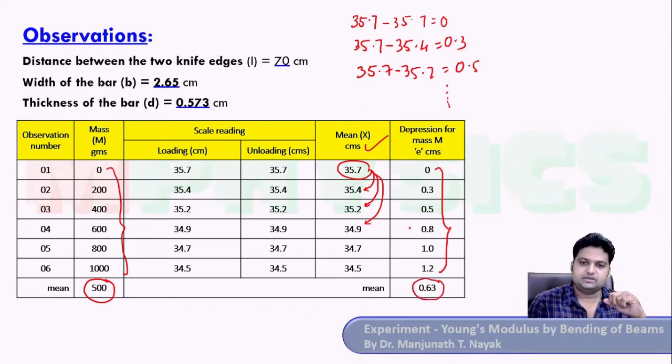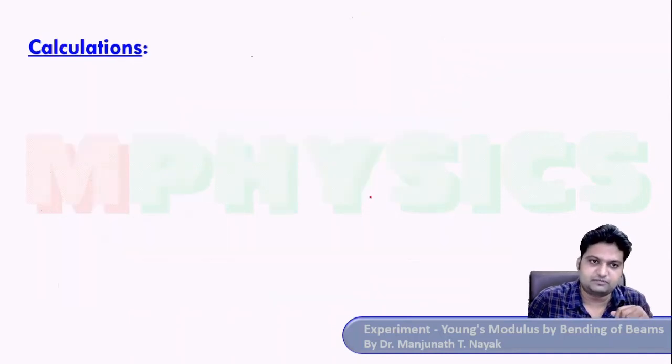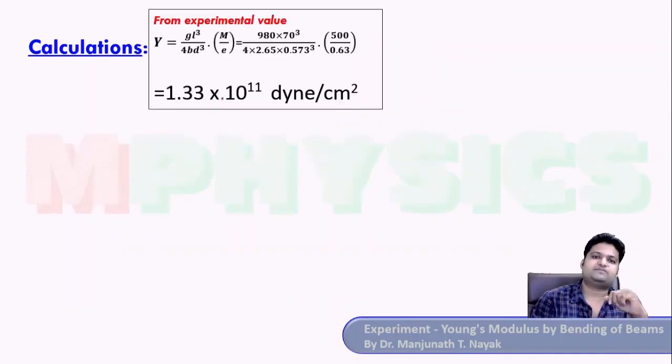So that's it about what you can do with the data that you obtained. We straight away go for calculations. We have this formula which I have already discussed with you right at the start. Now it's time to put the values in this formula. g is 980 centimeters per second square. Length is 70 cubed, 4 into the breadth and depth values, which is cubed. Be careful, it's cubed, multiplied by the mean value of the mass 500 and the mean value of the depression 0.63.